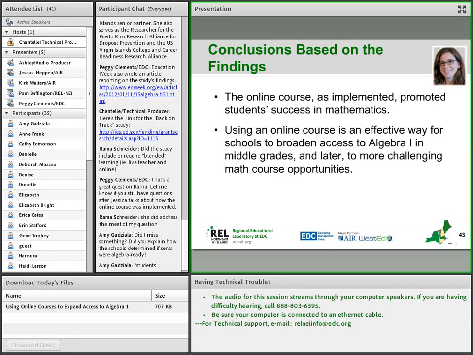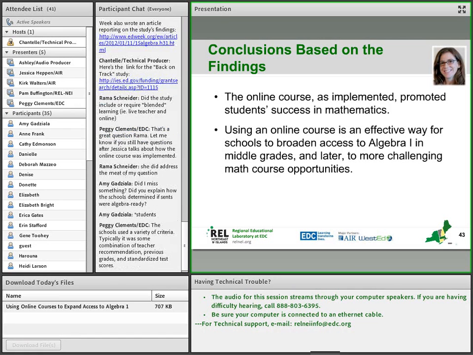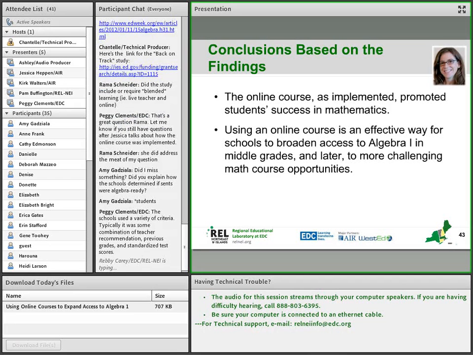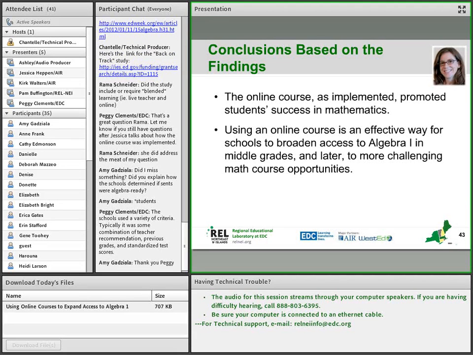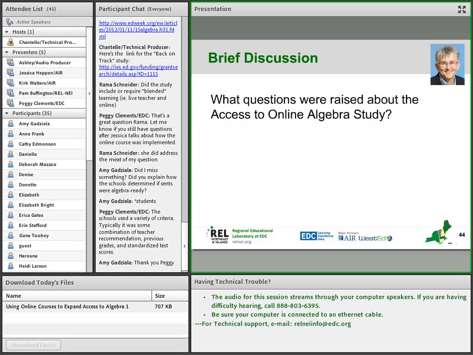A longer study, of course, is needed to see whether and when these pathways converge and whether the benefits of online algebra in middle school, access to online algebra in middle school, persist over time. But again, we're really encouraged by these findings, and we think that there's a lot of promise, and there are some real concrete takeaways for educators in the region and around the country from this study. So I think we're ready to move on from here to a discussion.